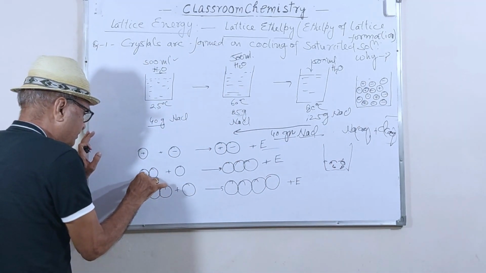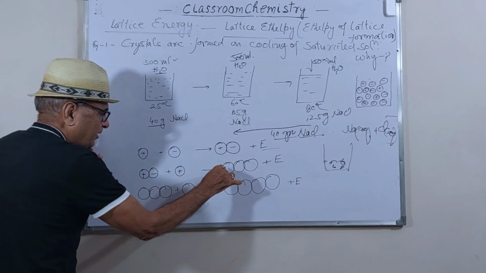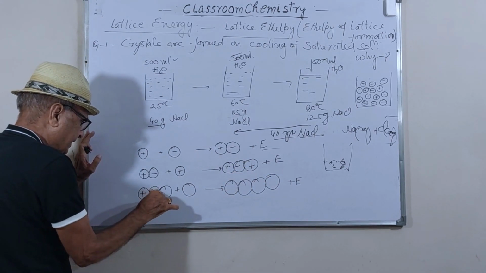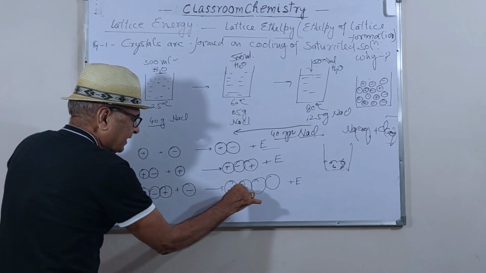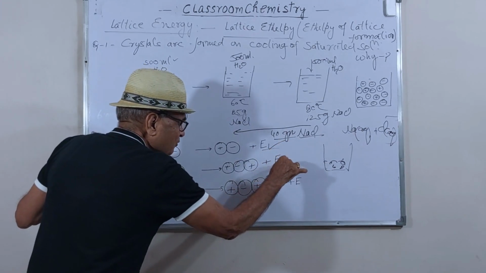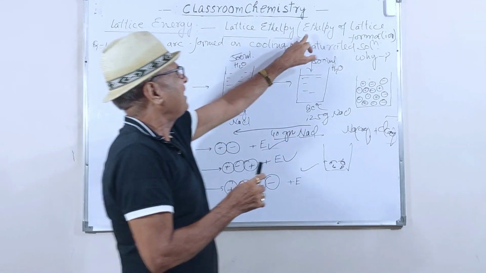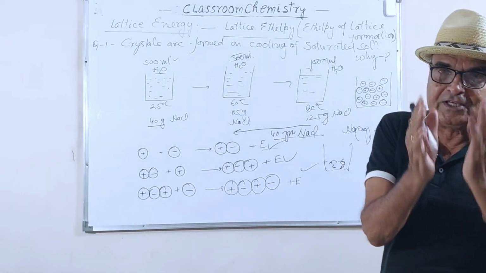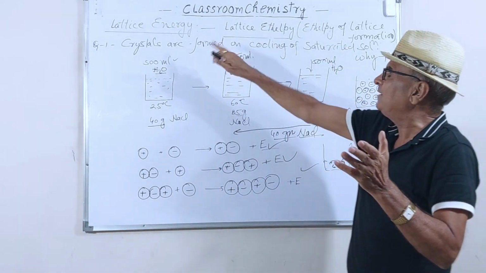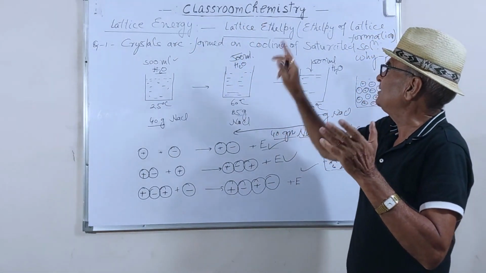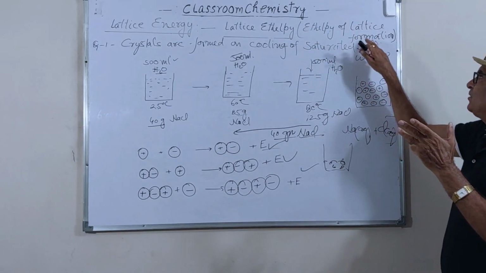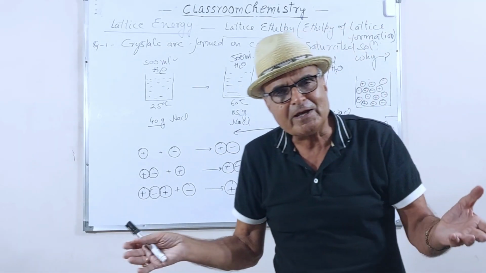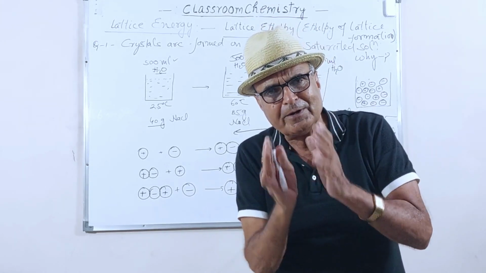Again, positive and negative. The positive ion will associate with the negative, and again positive, negative, positive, negative. So this release of energy is especially called the enthalpy of the lattice formation. So I have explained this in the second way. With the help of a saturated solution, you can explain the lattice energy, or especially the enthalpy of the lattice formation. I think I have explained the lattice energy and you have understood it.